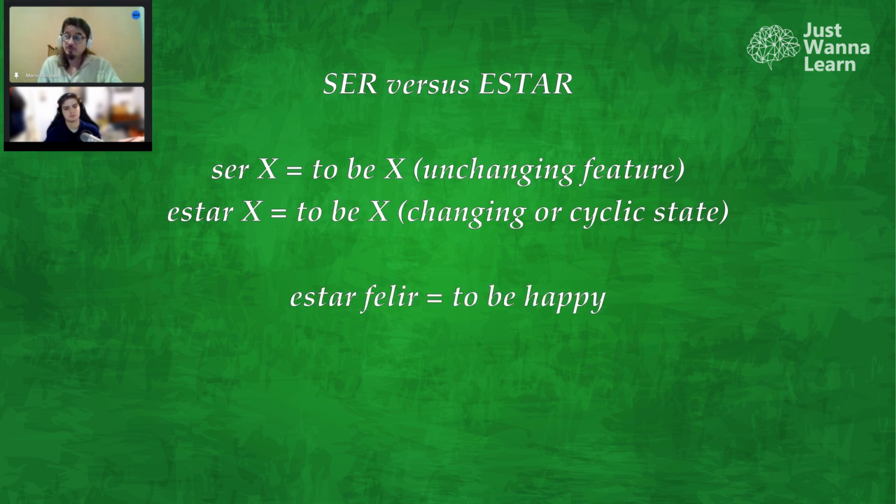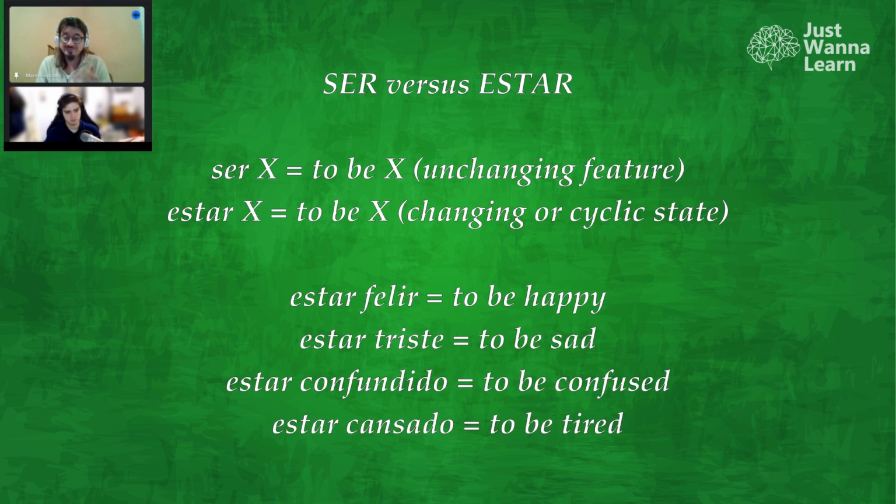For example, being happy, being sad, being confused, being tired, all those are temporary things. You cannot be tired forever, right? You cannot be confused forever, right? It's not a permanent state. It's a state that is likely to change or to follow a cycle, right?